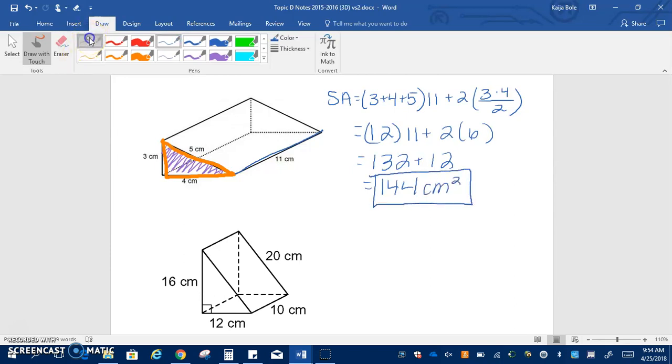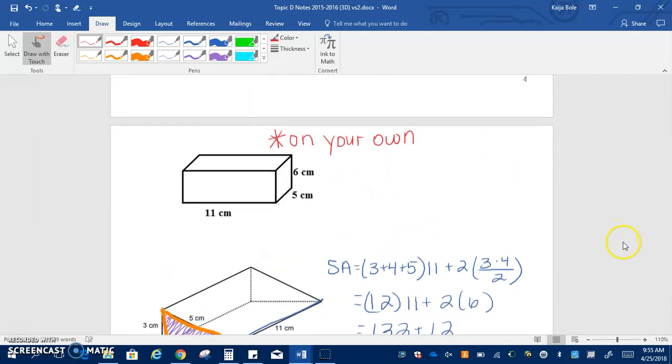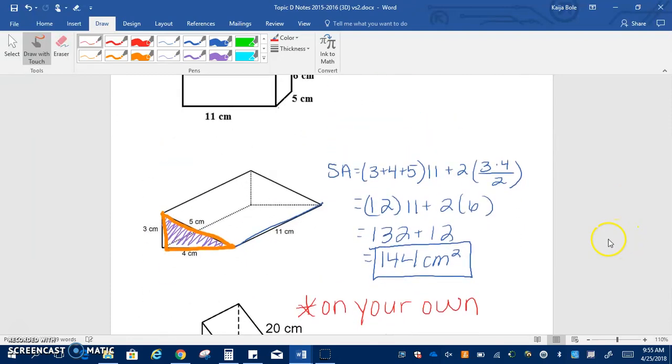Alright, so this last one here, another triangular prism, I'd like you to try this one on your own too, so we can just go over them in class tomorrow. Make sure you try that one and the one up at the top of the page on your own, and then we will go over the answers in class tomorrow.